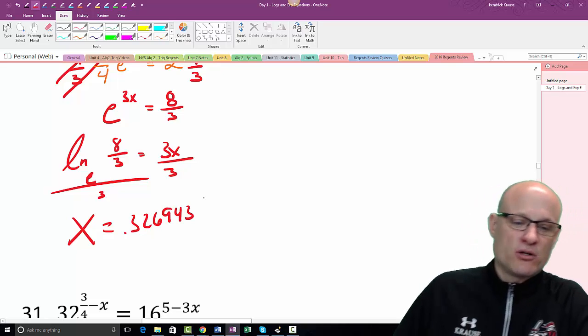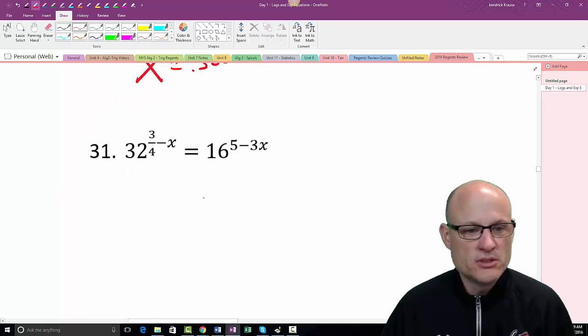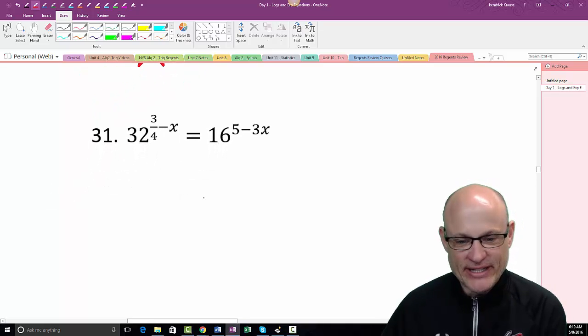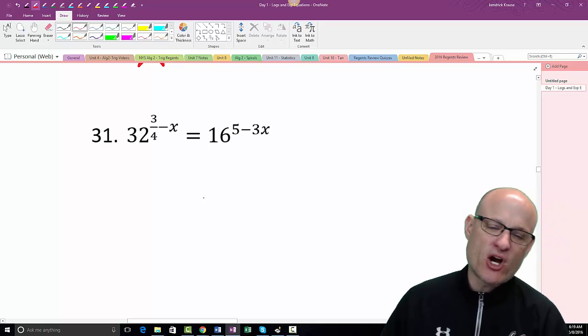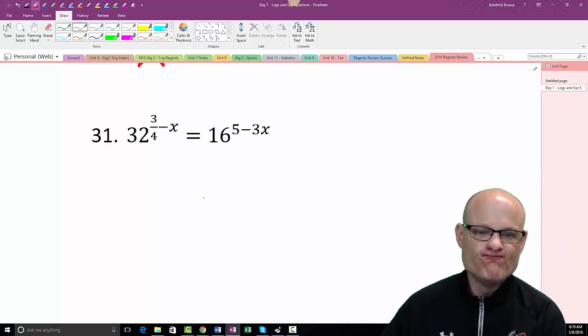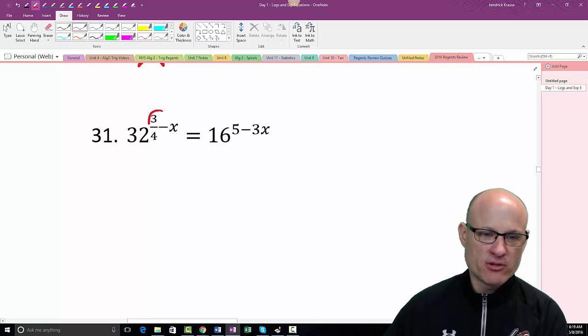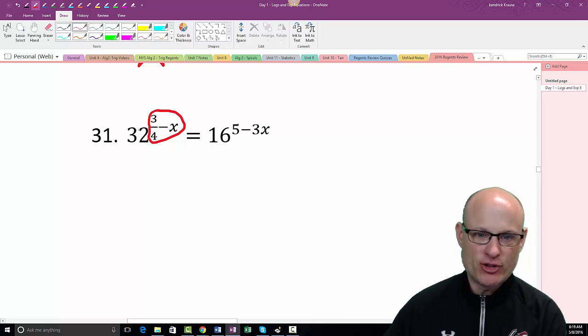0.326943. Oh, good, we're done with those. Oh, now it's going to get interesting. Okay, so our exponents are variables. Whenever our exponents are variables, we want to use logs, except in this case, that would be really impossible because I'd have log base 32 and log base 16. That doesn't make any sense.